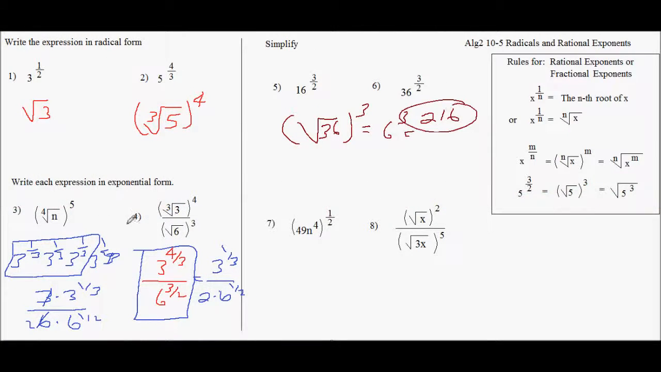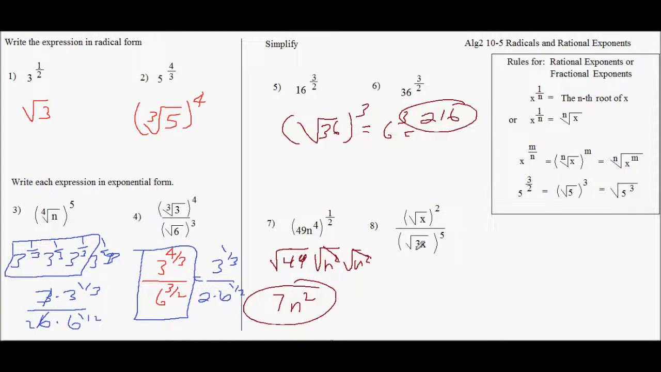216. Okay. And then this one, well, this is the same as the square root of 49, right? And then this is just the square root of n squared times the square root of n squared, because I can distribute the 1/2 or the square root to the two squares, and the square and this cancels. Square root of 49 is 7. This is n and n, so it'd be n squared.